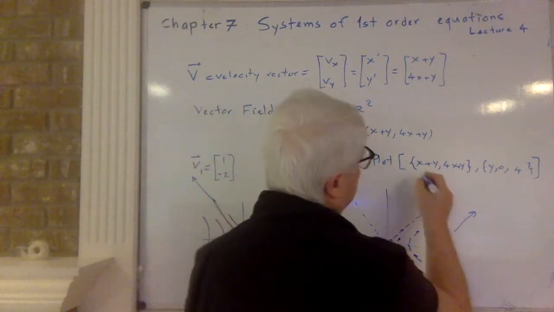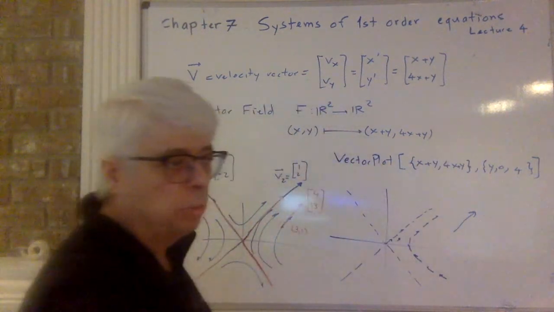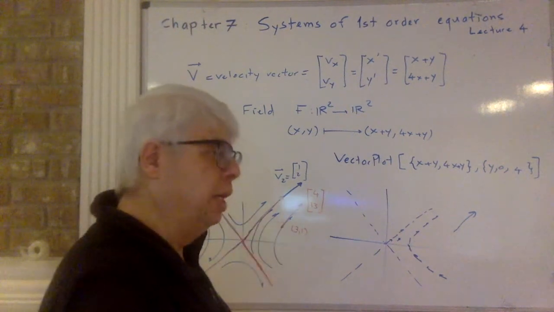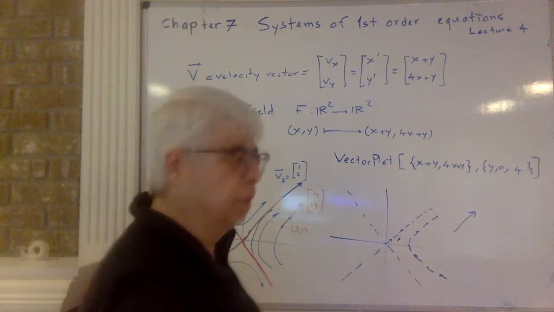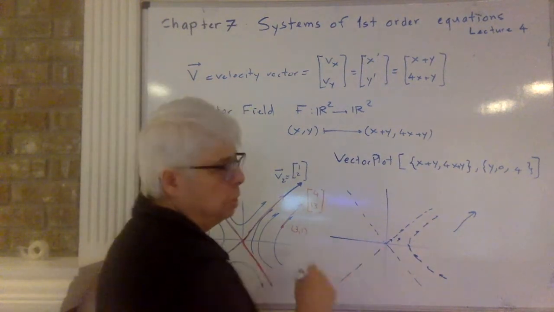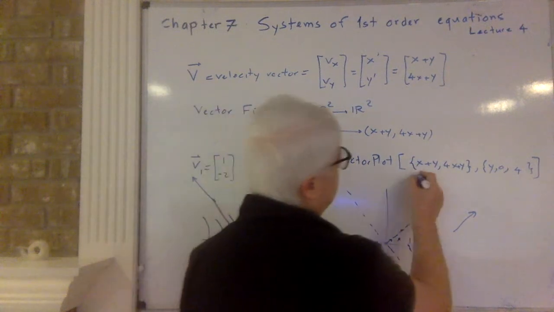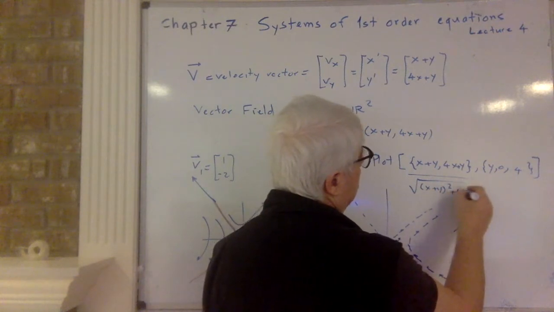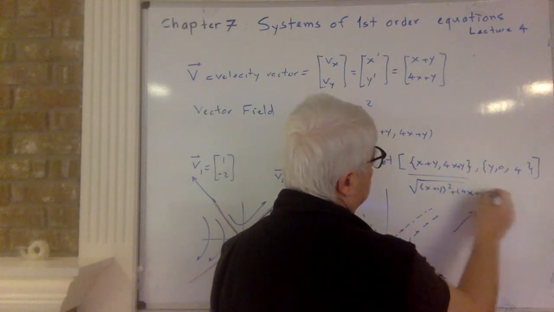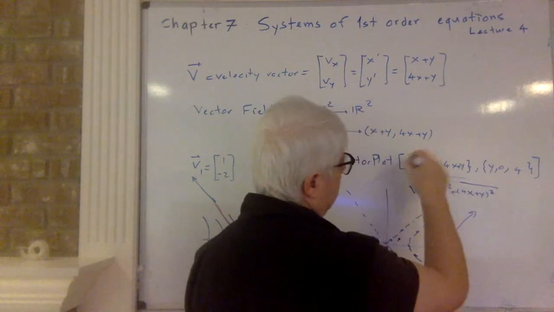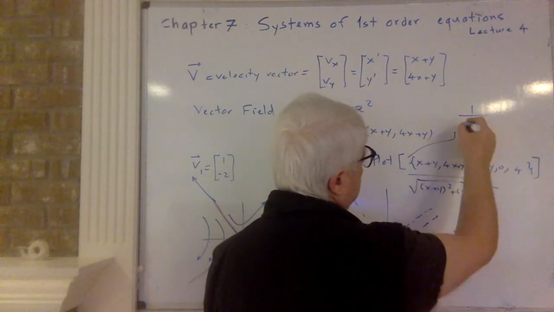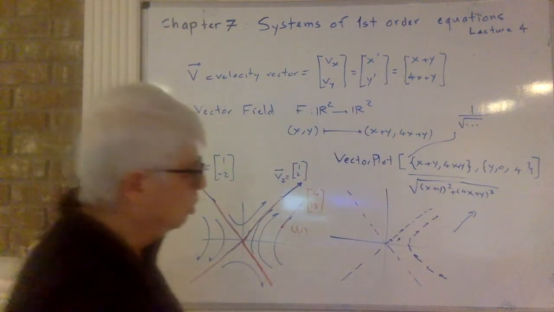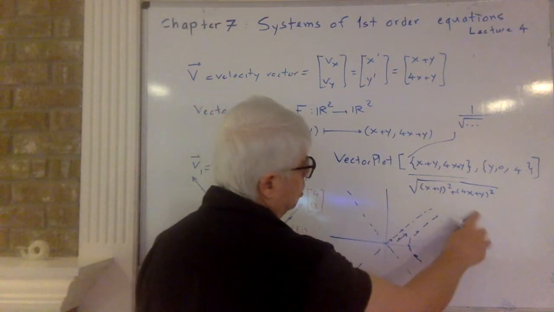Unless you divide this by its magnitude. If you remember, if you divide this vector by its magnitude, you make it a unit vector. So if you do that, all of the vectors in the velocity field have length 1, except for this (0,0), which is not defined. So what's the magnitude? The magnitude is this, (x plus y) squared plus (4x plus y) squared. If you multiply this by 1 over this magnitude and graph it, then you will see them. All of them will be unit vectors.